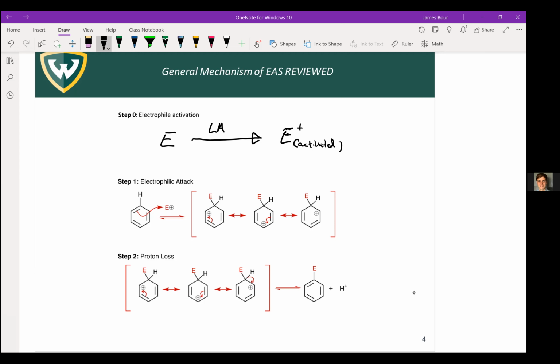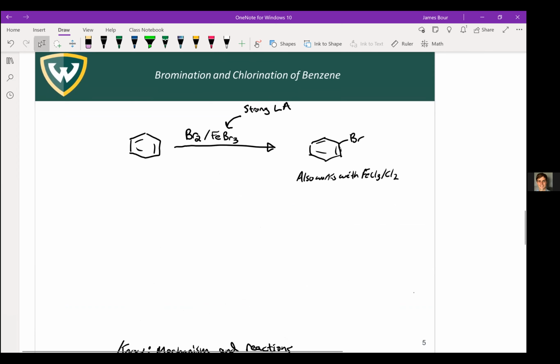We're going to talk about two common ones: halogenation, using elemental halogens and Lewis acids, as well as nitration. And again, just to reemphasize, you're not learning 3 separate mechanisms. You're learning 1, where step 0 is slightly different between them, but the ensuing electrophilic attack and proton loss is much the same. So this may seem big and scary, like a lot of new reactions, but it really is a minor variation on a theme between otherwise mechanistically similar reactions.